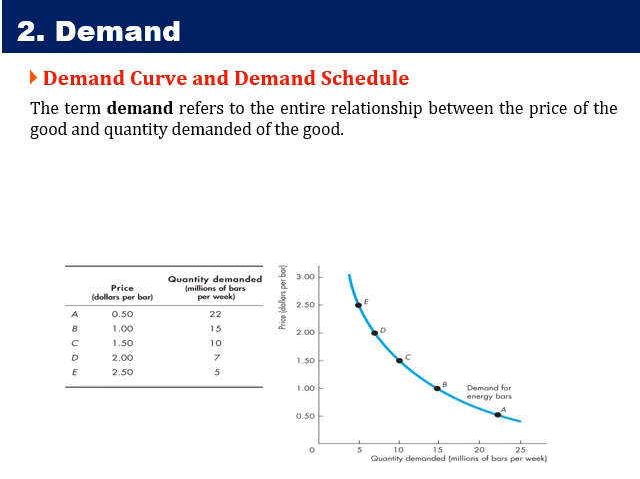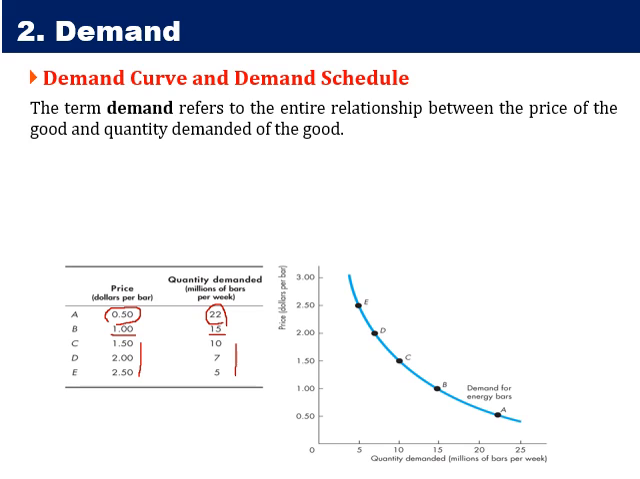For example, if we look at this table, we can see that if the price of the commodity is $0.50, then the quantity demanded will be 22 million units per week. Then, if the price is $1, then the quantity demanded is 15 million units. And then if the price increases to 1.5, 2, and 2.5, then the quantity demanded will decrease.